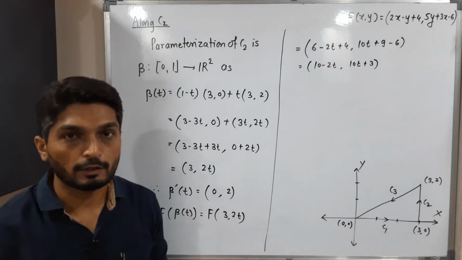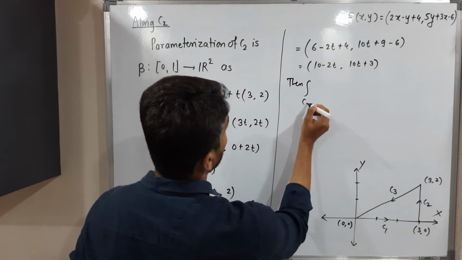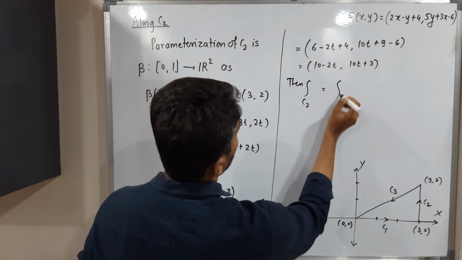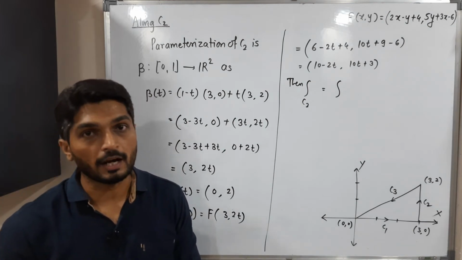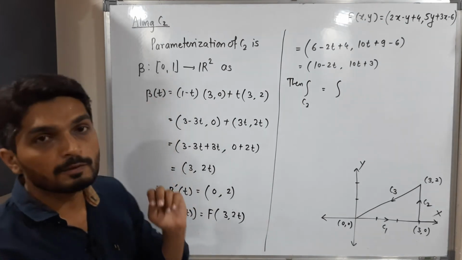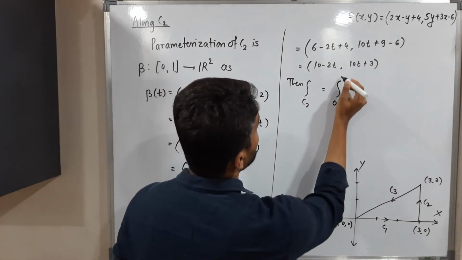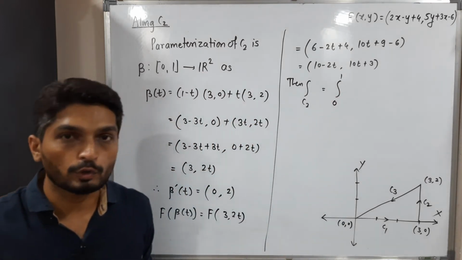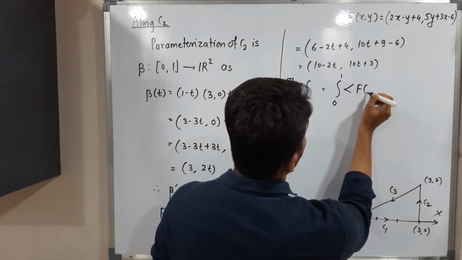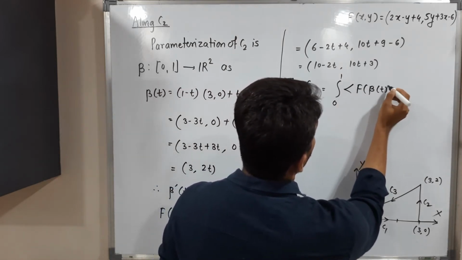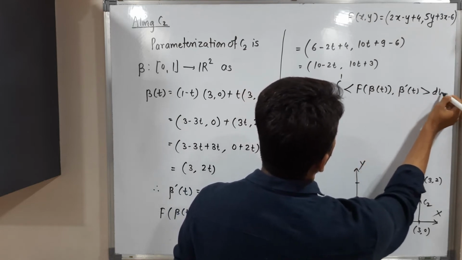Okay. So let us find the value of the line integral. Then integration over C2 is equal to integration. See that C2 has a parameterization beta. It is defined on the closed interval 0, 1. So the limits of that integration will be 0 to 1. Simply I will follow the definition. The definition says inner product of f of beta of t, okay, comma, beta dash of t dt.